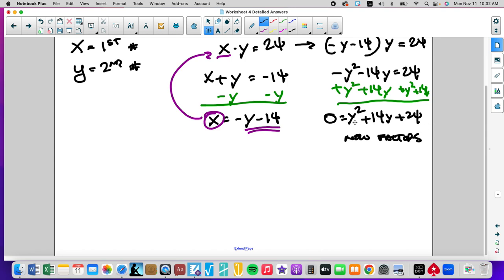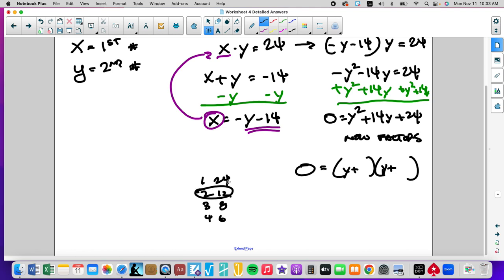So we want to factor it, turn it into two binomials, and the signs are the same, both are positives. The digits that multiply to 24 and add up to 14: the factors of 24 are 1 and 24, 2 and 12, 3 and 8, 4 and 6, and that's it. So 2 and 12, and that's through years and years of experience.